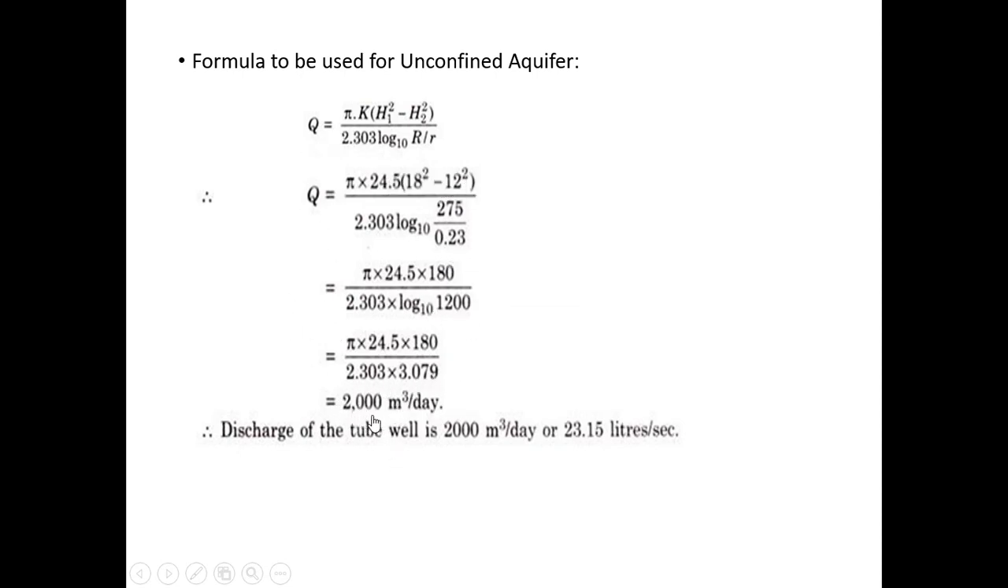and after solving we'll get discharge through this unconfined aquifer as 2000 cubic meter per day. We can convert into cubic meter per second. We can even convert into LPS, liter per second. So in liter per second it will be 23.15 liter per second. So very simple, you should know the relationship and you should know all these parameters. Hope these parameters are clear with the help of that diagram.